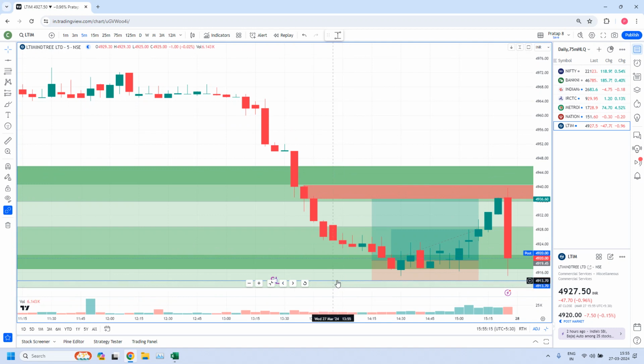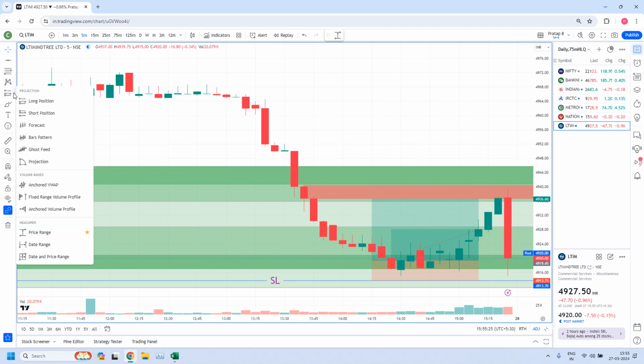Because the moment you add the stop loss, the risk is also increasing. You can't achieve 1:3 RR. Further, I did some adjustment. You know the tool, right? This is the long tool. In TradingView, we have a long position and short position tool.